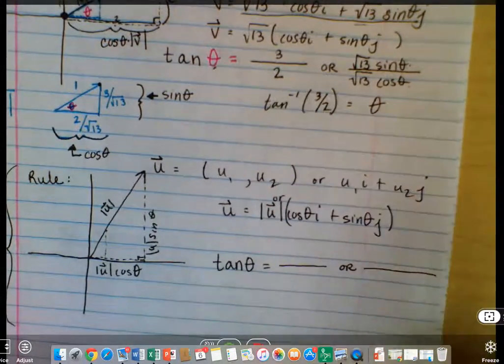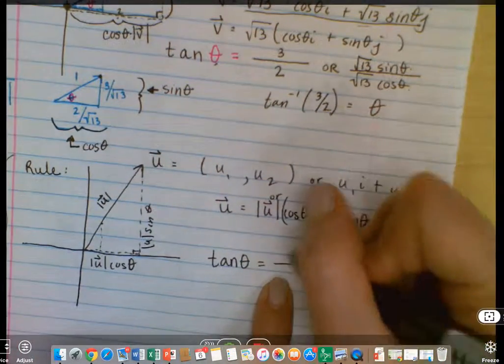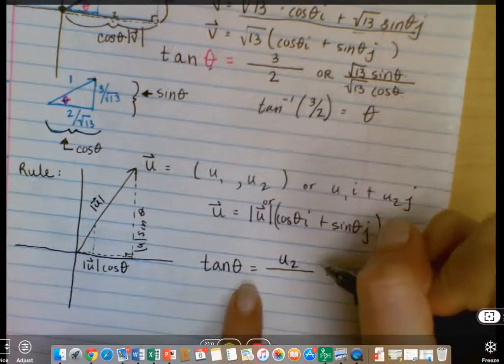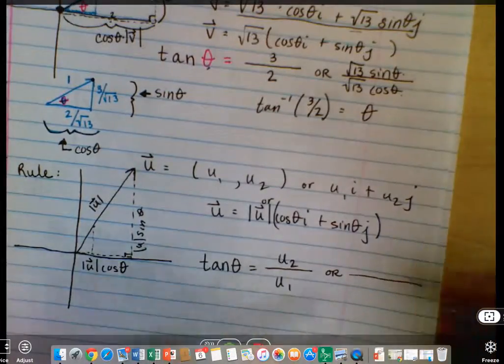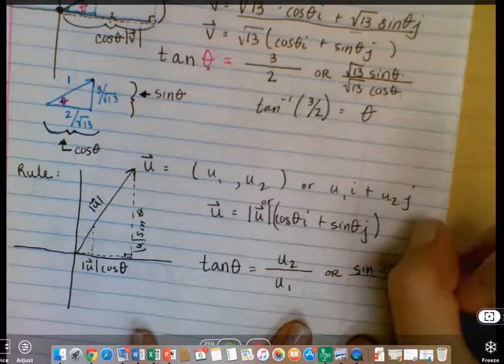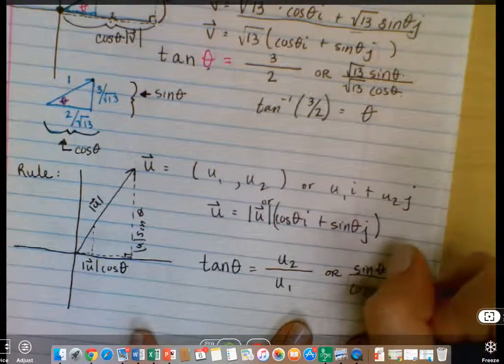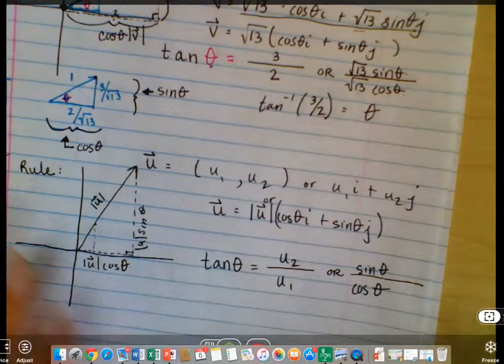Which means that the tangent can always be written as u sub 2 over u sub 1, or the sine of theta over the cosine of theta.